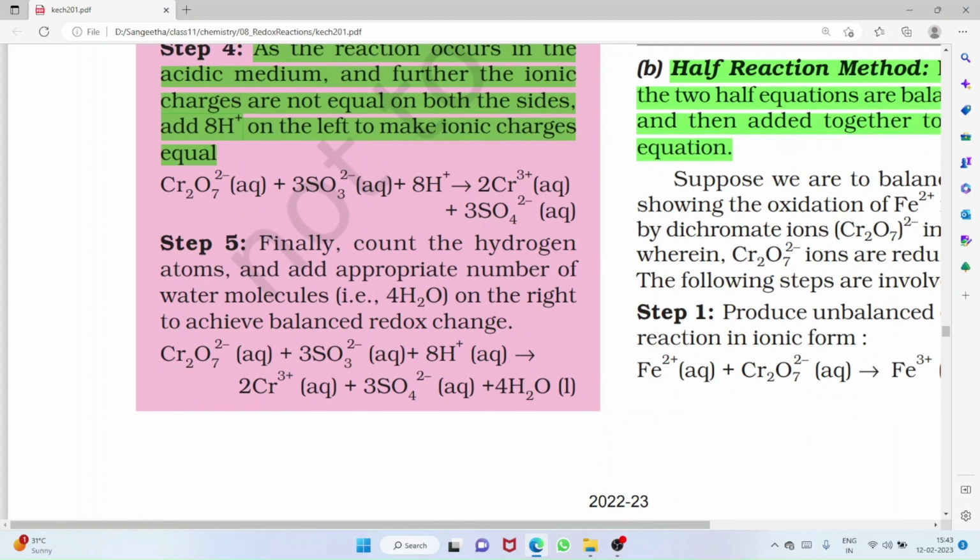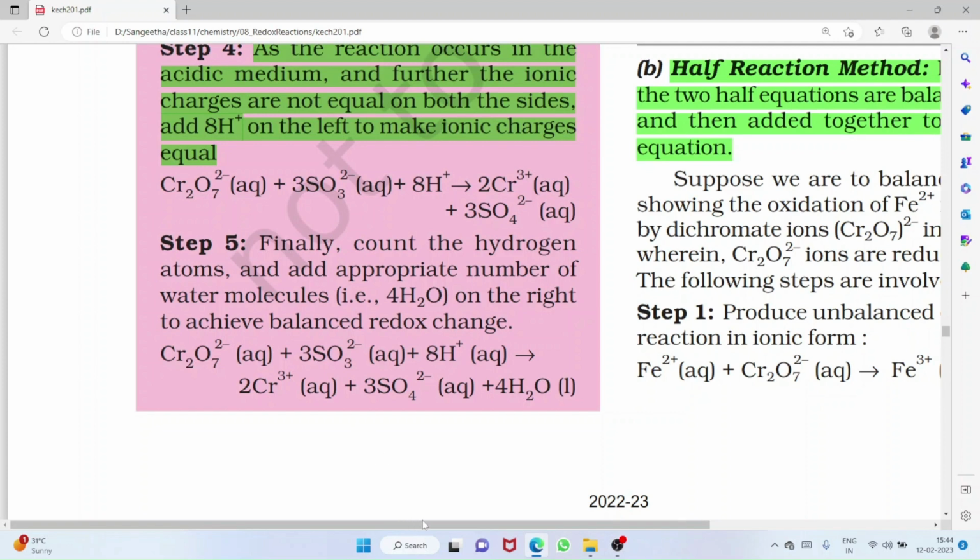Already we have 6 electrons. So for the negative charges here, 3 into 2, and there is a 2. Here 6, so 8 negative charges. So 8 positive charges they put to balance it. Now finally count the hydrogen atoms and add the appropriate number of water molecules. Acidic medium means you have to use H plus and water molecules. So this is the balanced equation.